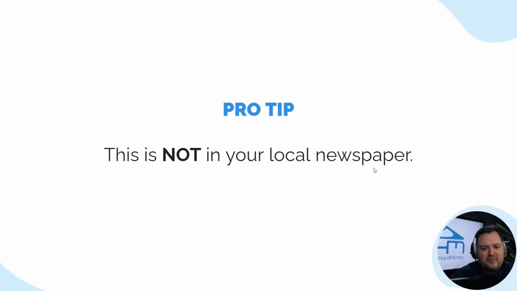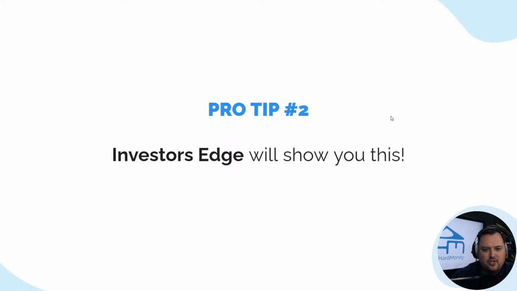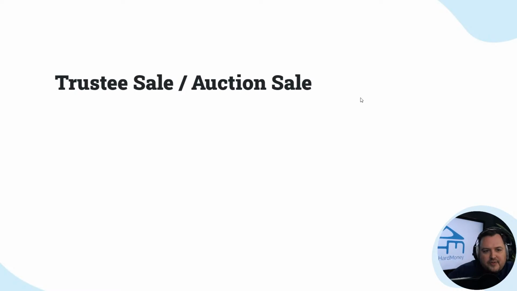And there's a pro tip on this. Don't plan on your local newspaper having these notices, because they are not required to go into every newspaper. They're only required to go into a special newspaper. So what somebody did is they started up a little newspaper where they just print legal notices, and then you have to go and get that legal notice newspaper. But I'm going to show you with Investor's Edge where you don't even have to waste your time with that. So Investor's Edge will show you exactly how to do this.